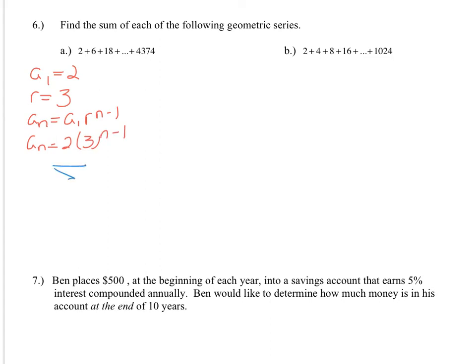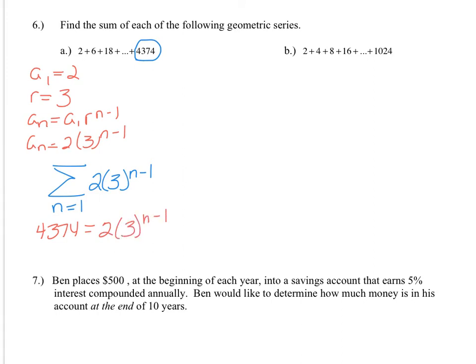It's a summation of n starting at 1. Uh-oh. I don't know where I'm ending. I do have the value of the last term, but I don't know what term that is. All right, well, I'm going to put my formula here because at least I know that. 2 times 3 to the n minus 1. And now I'm just going to do a little work to find that last term. I know the last term is 4,374. I'm looking for the n, what term it is, so I can use my formula and just solve for n.